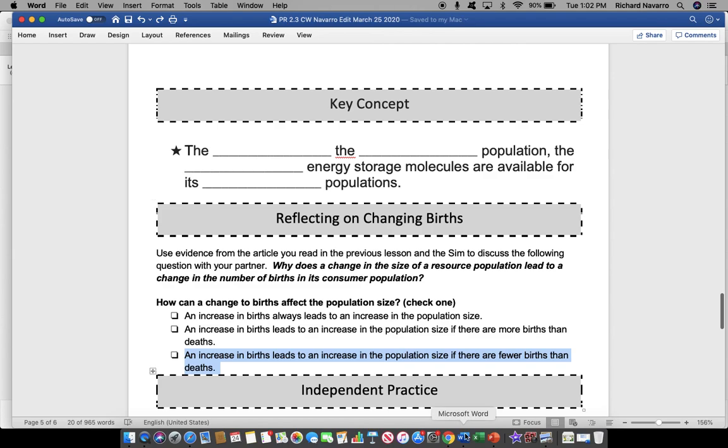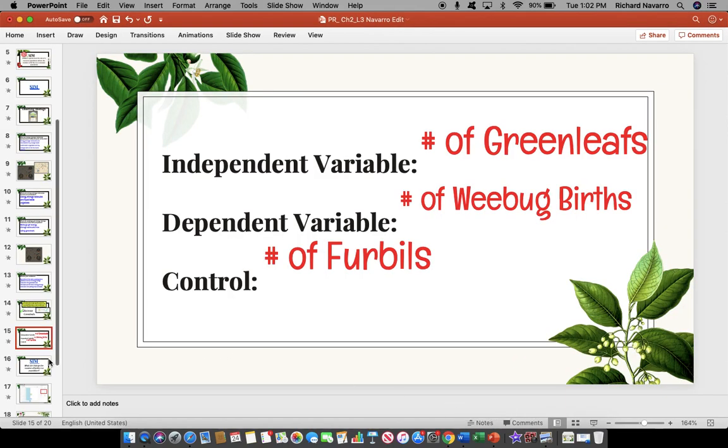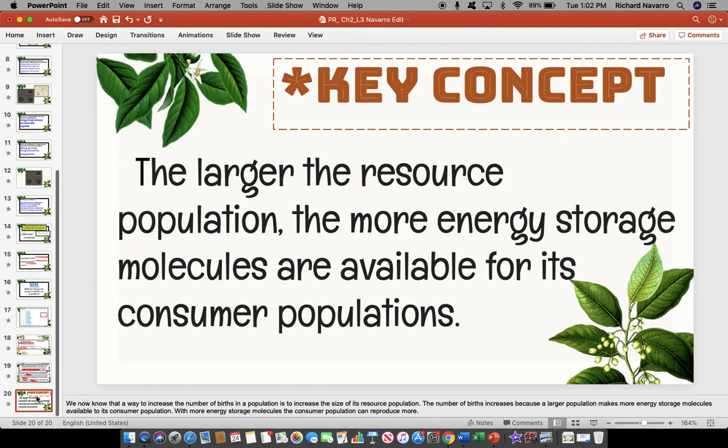Lastly, our key concepts. The larger the resource population, the more energy storage molecules are available for its consumer populations. I hope this video has helped you understand the relationship between resource populations and consumer populations in relationship to their ability to increase a birth rate.